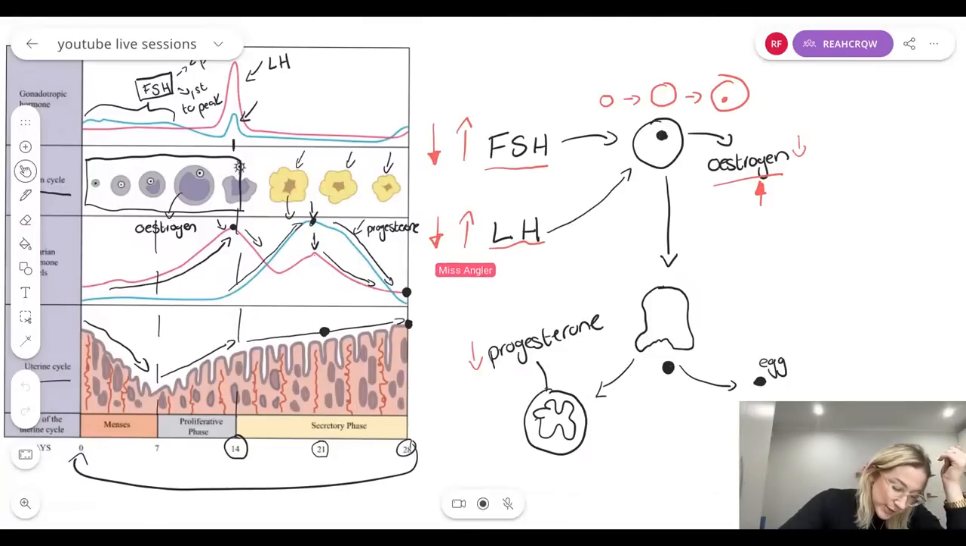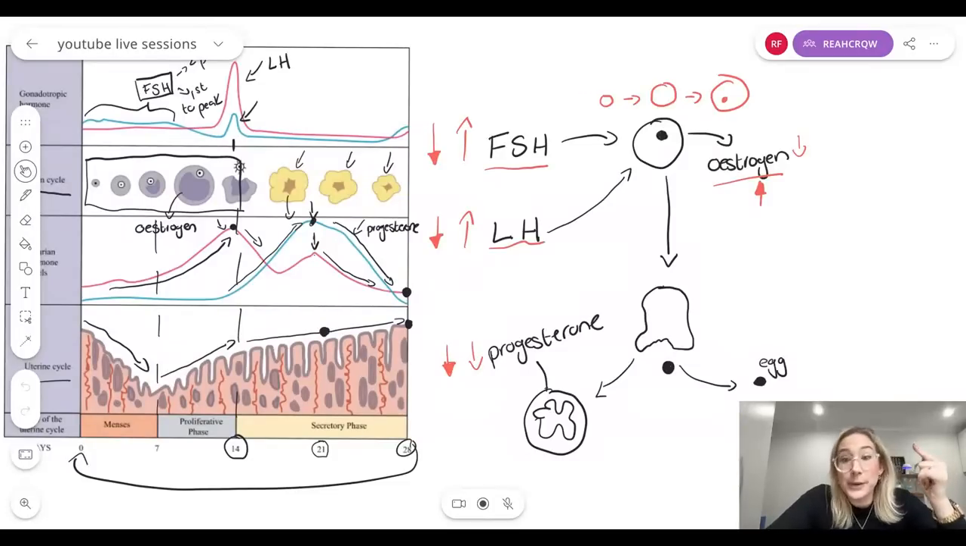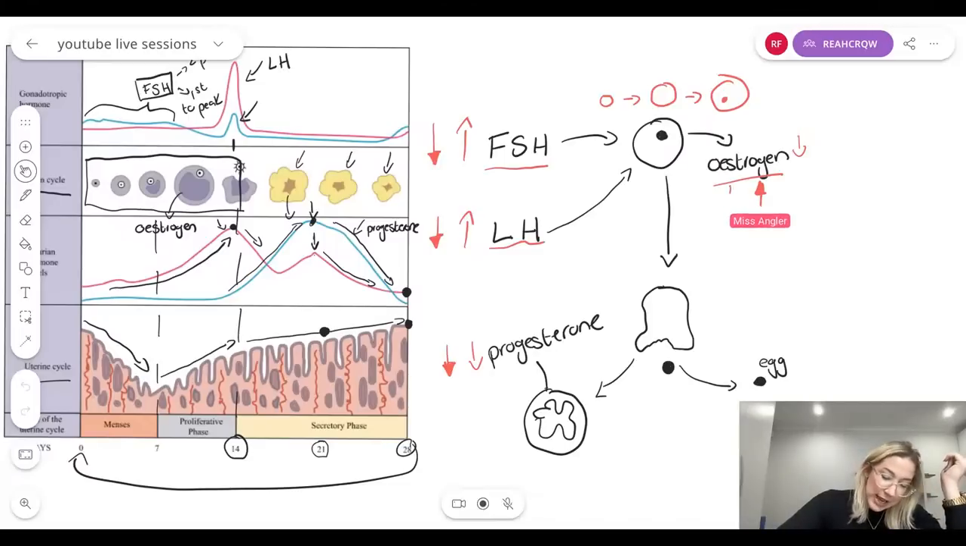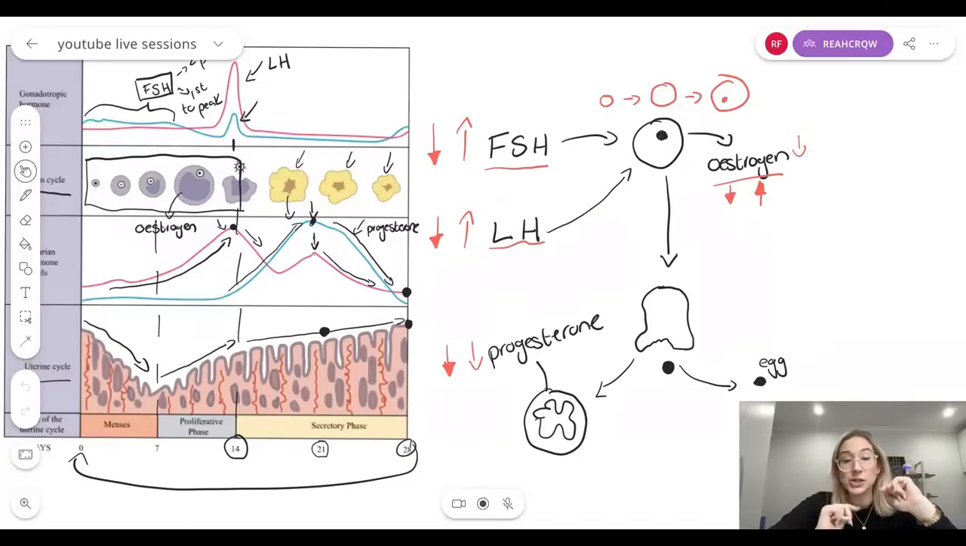So LH goes down. Now, if LH starts to get really low, progesterone is also going to go down and it's going to decrease. And if progesterone decreases, estrogen also decreases. And guess what? As estrogen and progesterone get low, low, low, that then allows FSH to go back up again. And then LH to go back up again.